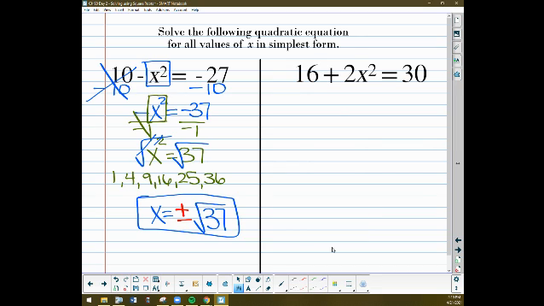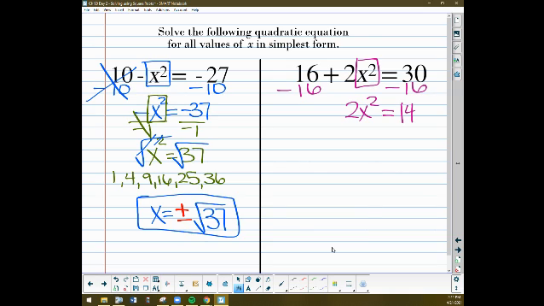All right, so I want to get x by itself. So I want to do reverse PEMDAS. So first I'm going to subtract 16 from both sides. So that's going to leave me with 2x squared equals 14. I almost wrote 16 again. Yes, 14. Okay. I got 2x squared equals 14.